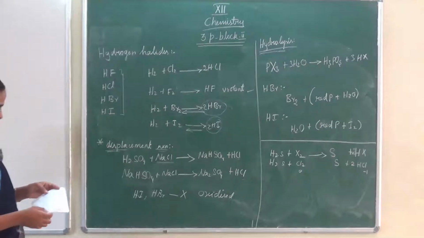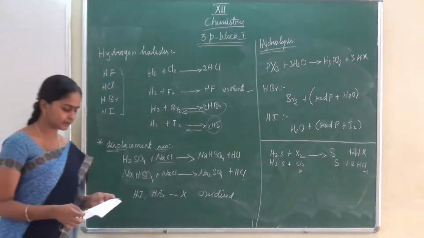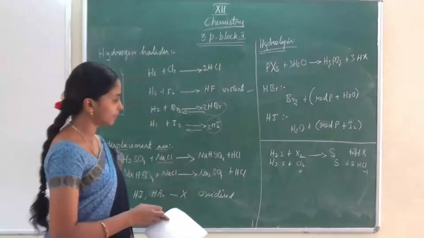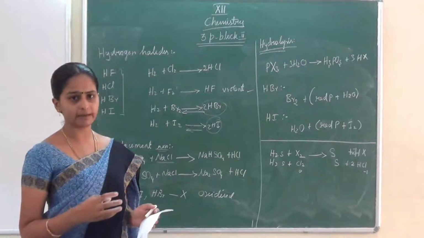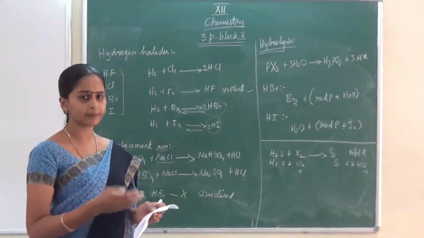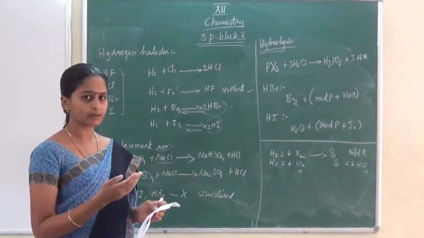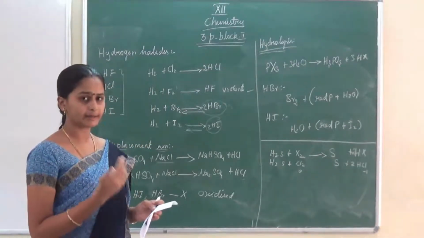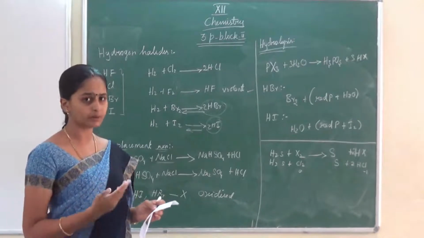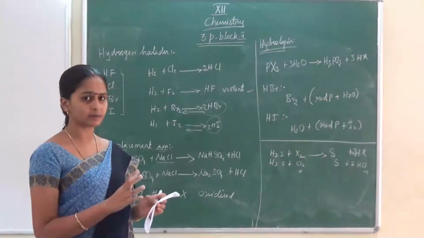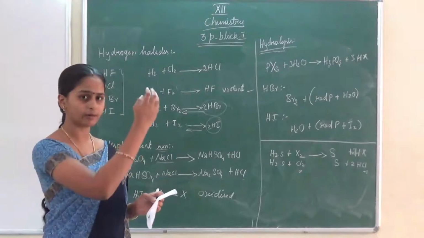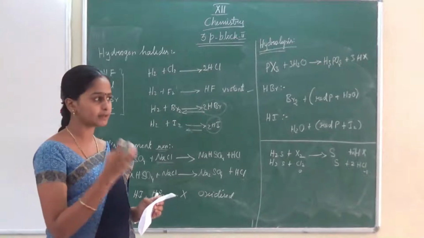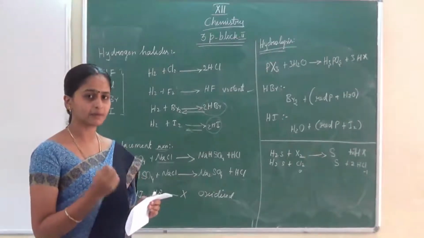The next one, properties of these hydrogen halides. Mainly we know the electronegativity of these halogens decreases from fluorine to iodine. Why it is decreasing, all those things you know. Then based on size also, who is smaller here? Fluorine. When you move down the group, the size increases. So when we see the thermal stability, which will be very strong?